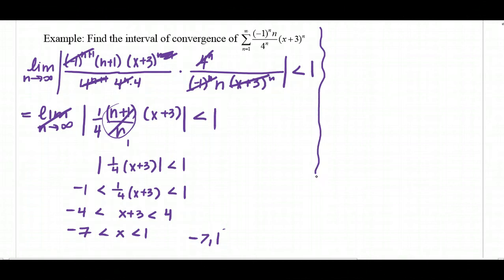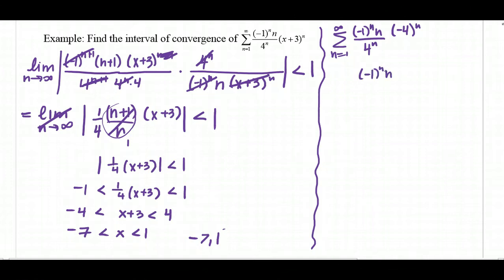So let's go ahead and do that scratch work over here off to the side. What we're going to have is the sum from n equals 1 to infinity of (-1)^n times n over 4^n. And when I plug in negative 7 here, what's going to happen? I'm going to have negative 7 plus 3, so that's going to give me (-4)^n. So let's do some rewriting here. This is going to be (-1)^n times n.